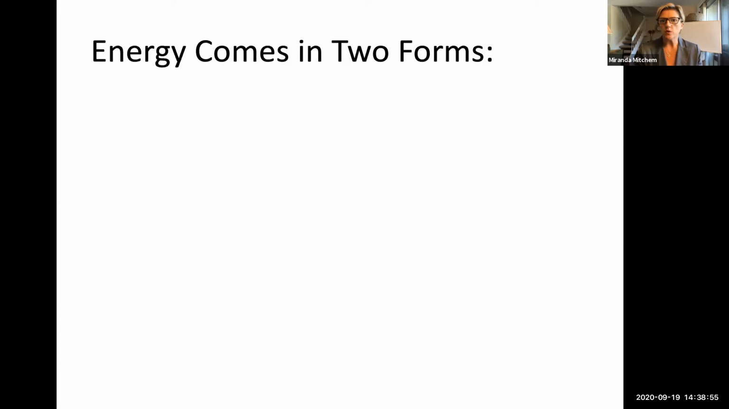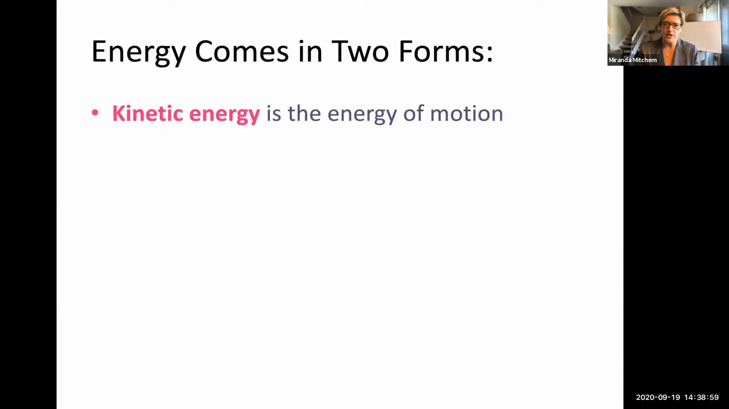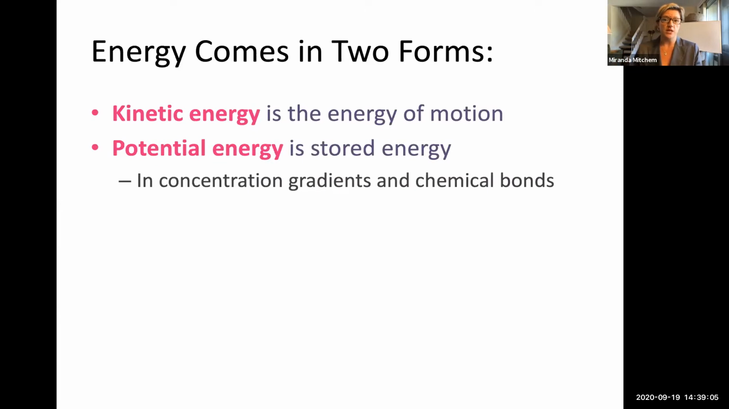So energy, of course, we have two main forms. We've got kinetic energy, and kinetic energy is always associated with motion. And then there is potential energy, which is in the form of the chemical bonds and concentration gradients. So another way to think about these two forms of energy would be, let me just grab my whiteboard over.